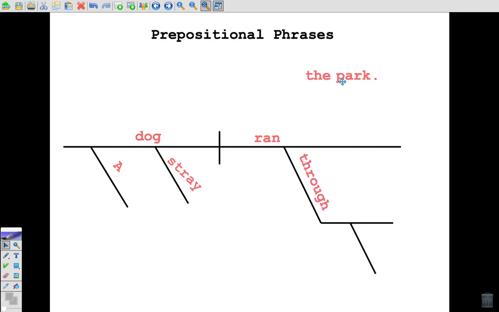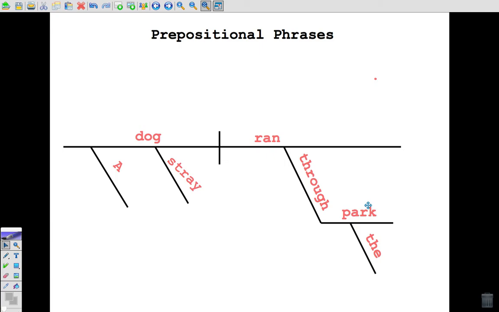So that comes right off of ran, right here. Remember what we said, the object of the preposition is always on a horizontal line. And what park? The park. The adjective goes on the diagonal line of the word it describes. So while it seems intense and somewhat confusing, it's not really. So we label article, adjective, common noun, action verb, preposition, object of the preposition, and a common noun, and article.